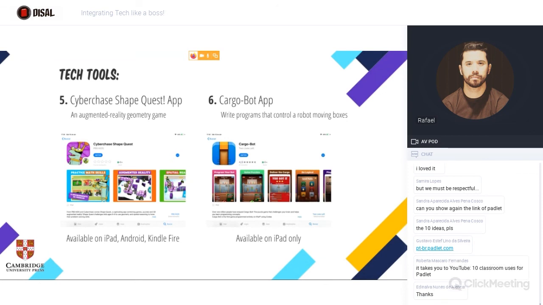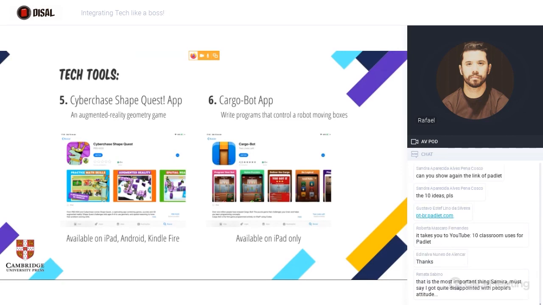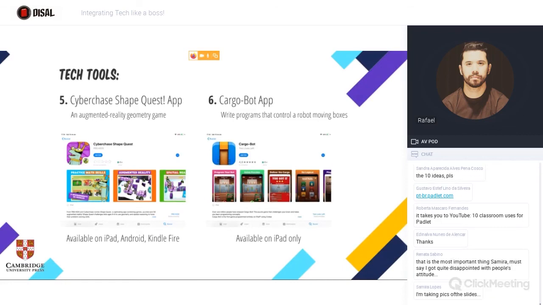So my example number 6 is the Cargo Bot app. Cargo Bot is a game where kids have to direct a robotic arm to move crates to a very specific designated spot. The goal is to compose a code that makes the robot carry the boxes in the most efficient way.